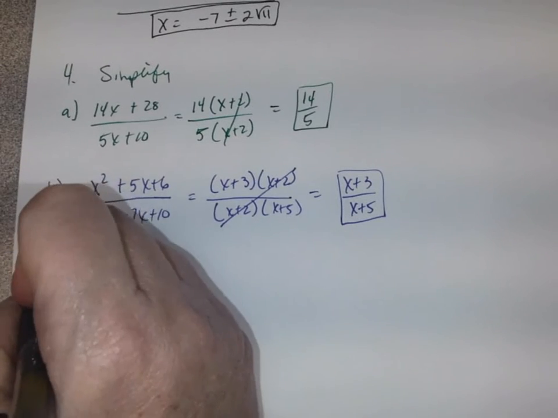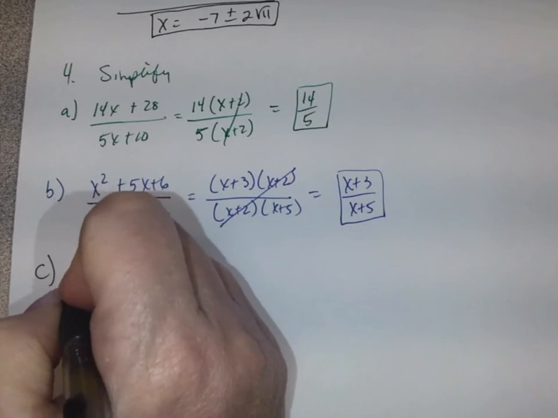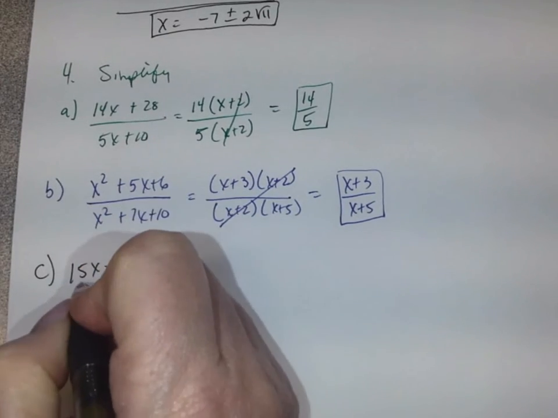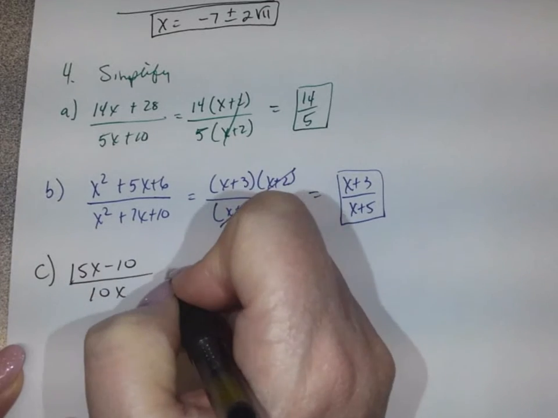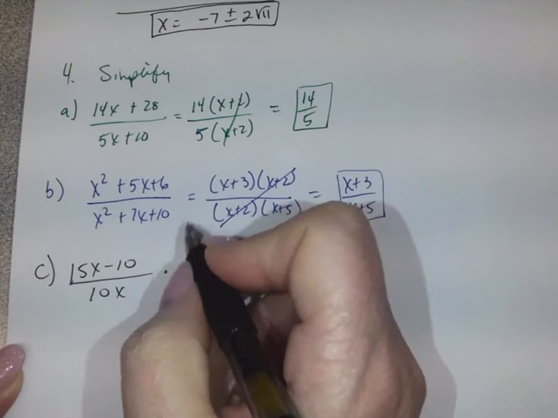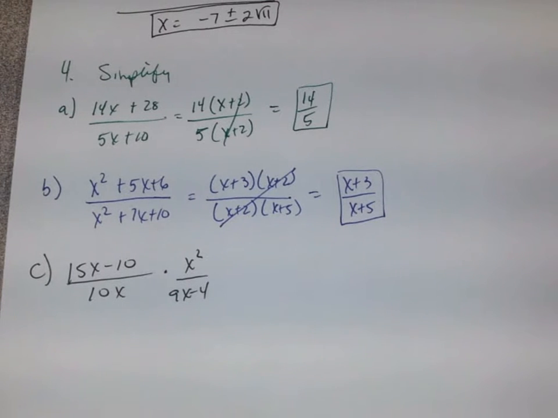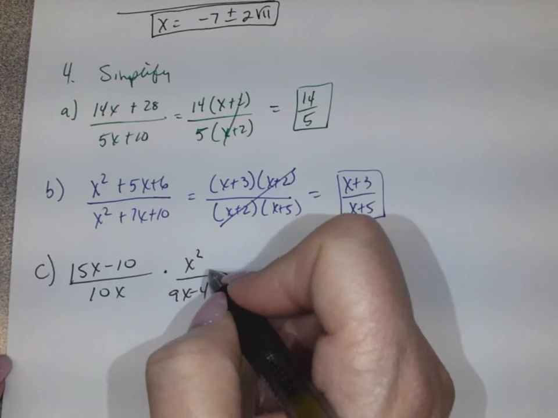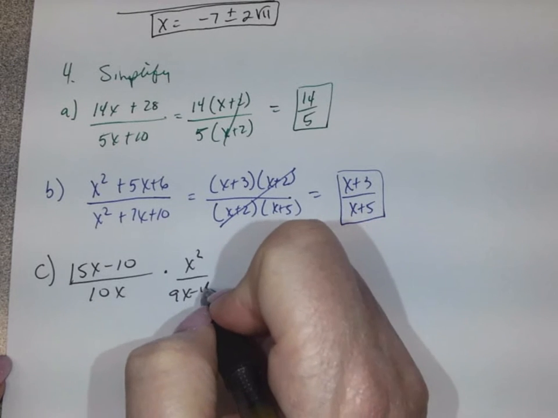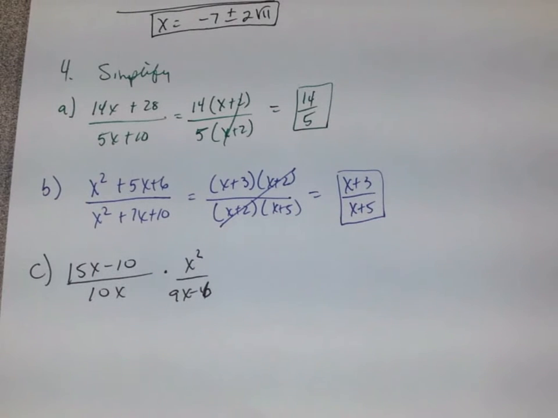All right, let's look at problem C. We have 15x minus 10 over 10x times x squared over 9x minus 4. So we need to see what we can reduce here. And actually, this should not be a 4. This should be a 6. I just wrote that wrong. Sorry about that. 9x minus 6.